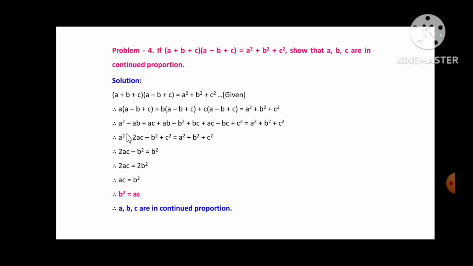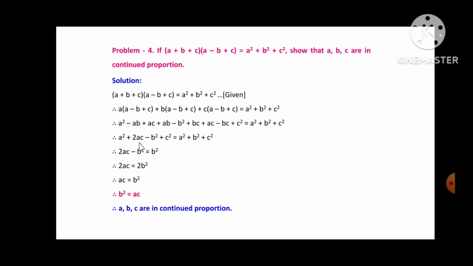After solving this bracket, you are getting a² − ab + ac + ab − b² + bc + ac − bc + c² = a² + b² + c². Friends, here a² − ab and here is plus ab get cancelled. This plus ac plus ac, it will be 2ac. This − b² + c² = a² + b² + c².